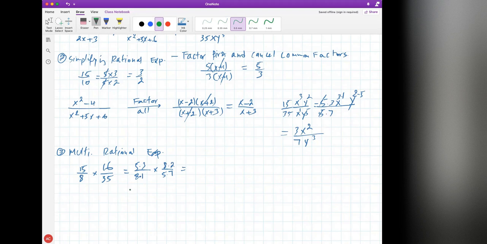Now we're going to cancel all the common factors, as long as it's 1 from the top against 1 from the bottom. They can't be on the same side. It has to be 1 from here against 1 from here. So the 5s cancel out, 8s cancel out. We have 3 over 2 times 7 over 1. That's what's left to multiply.